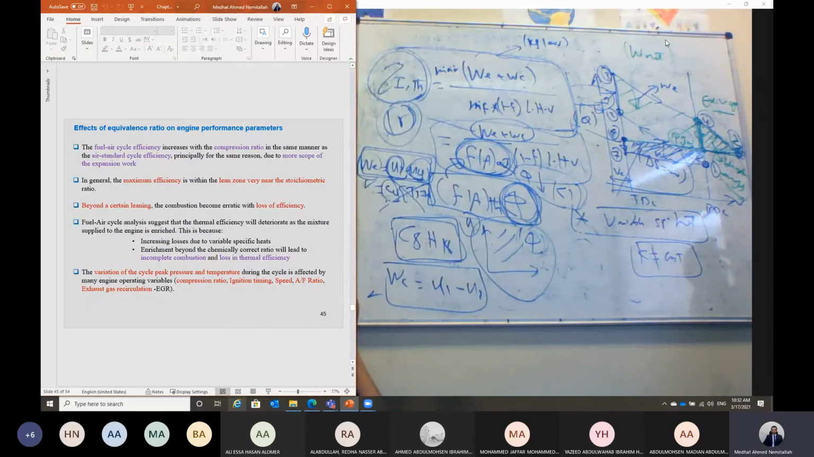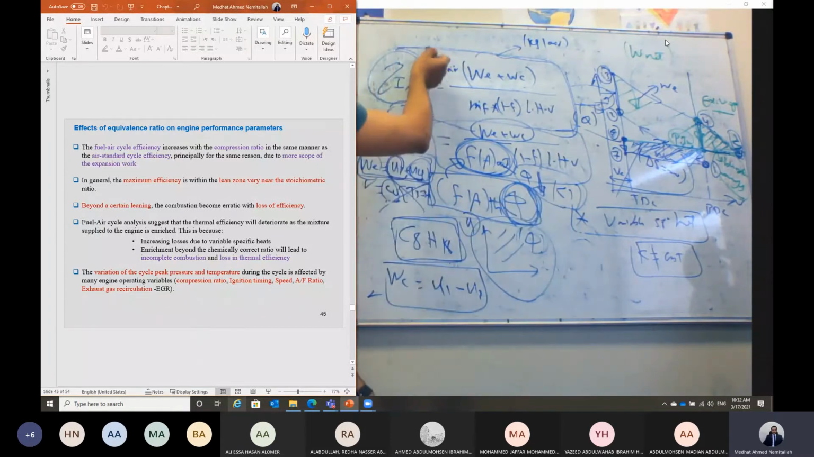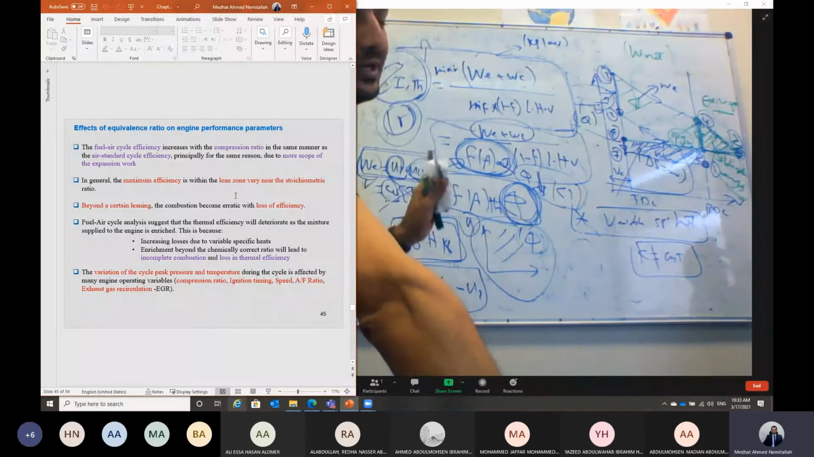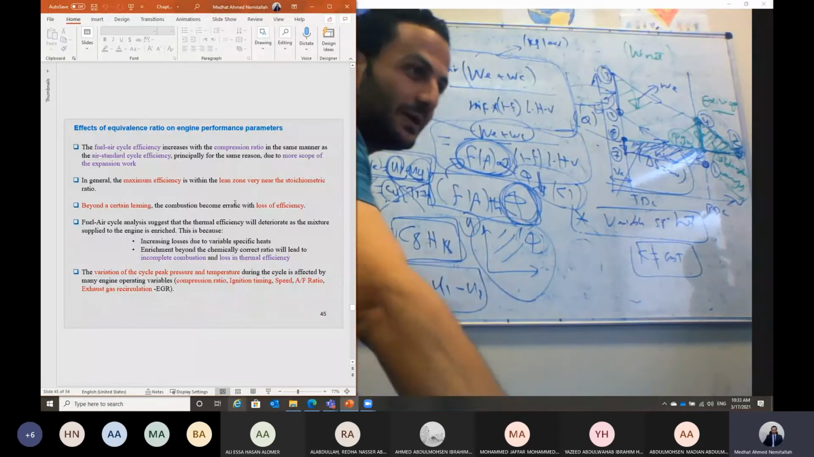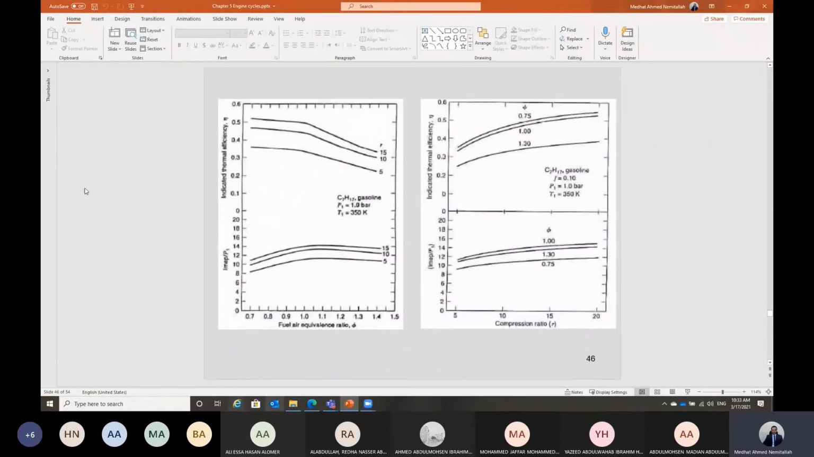If phi is less than 1, we have rich combustion or lean combustion? We have lean combustion in this case. So if phi is less than 1, this value is reduced. That means the thermal efficiency will be increased. That means we can get maximum thermal efficiency, Shabab, for the engine when it is working under lean condition, but not much lean condition. If you look here to this chart, you will find the efficiency.